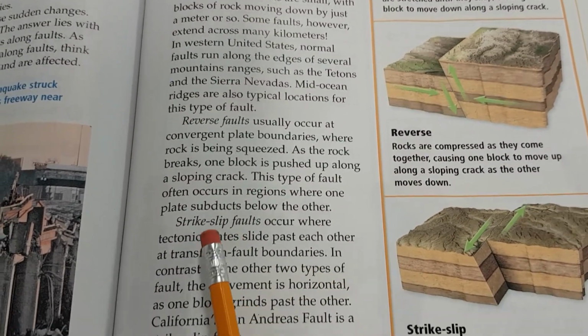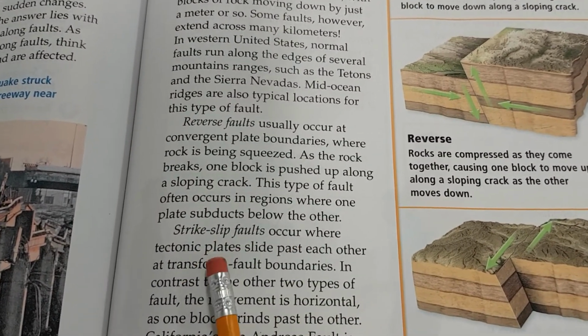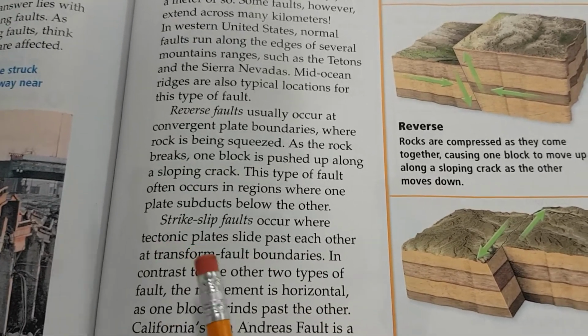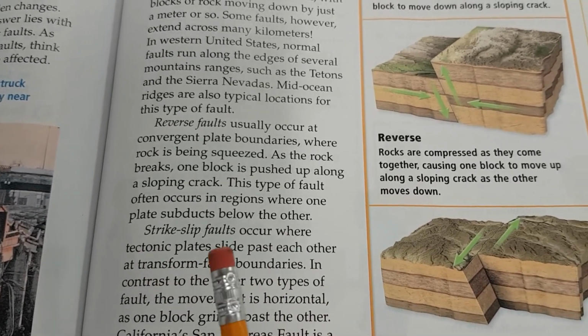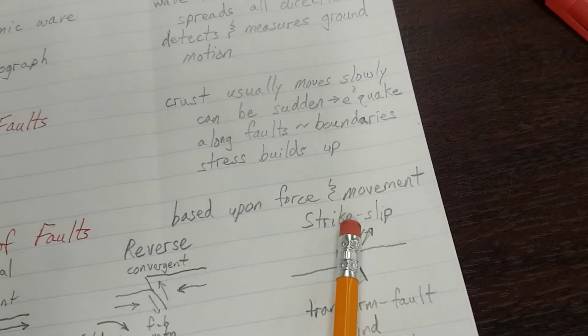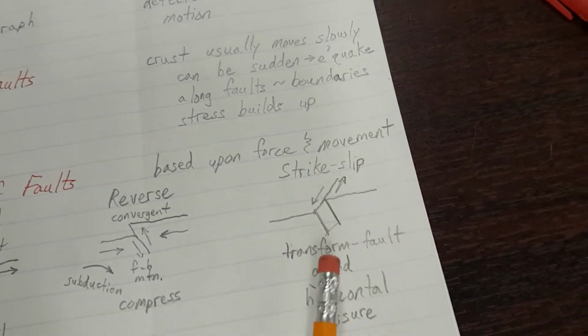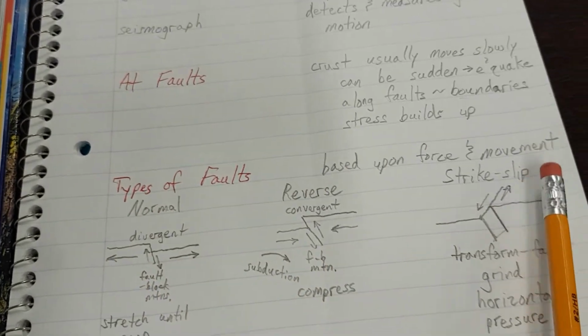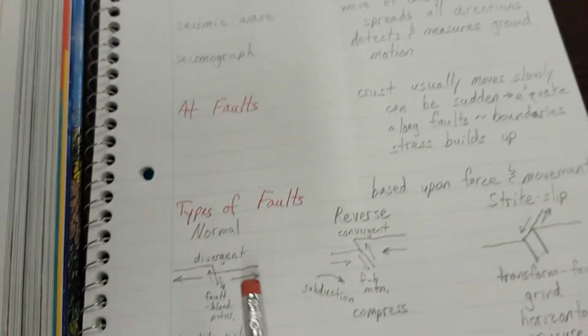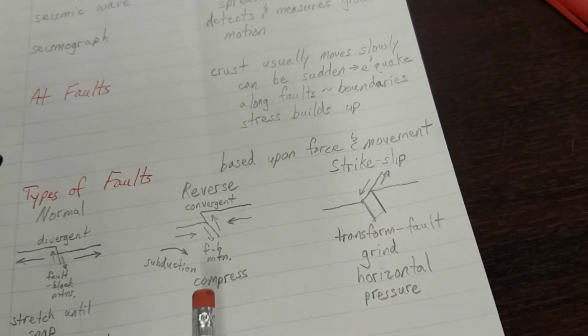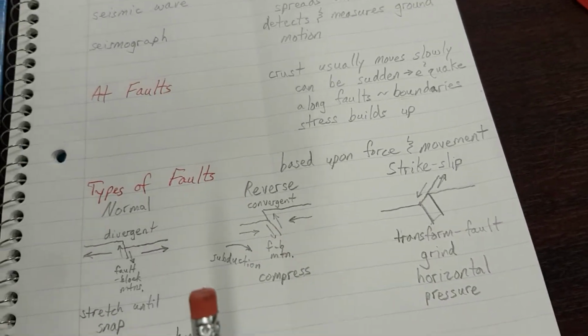Okay. Strike-slip faults occur where tectonic plates slide past each other at transform fault boundaries. Transform fault. Okay, so a strike-slip fault occurs at a transform fault boundary. Right, so these normal, reverse, strike-slip are the name of the fault. Divergent, convergent, transform fault are the name of the plate boundary.